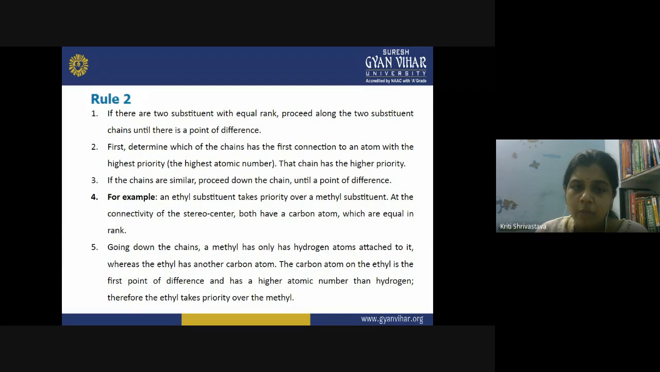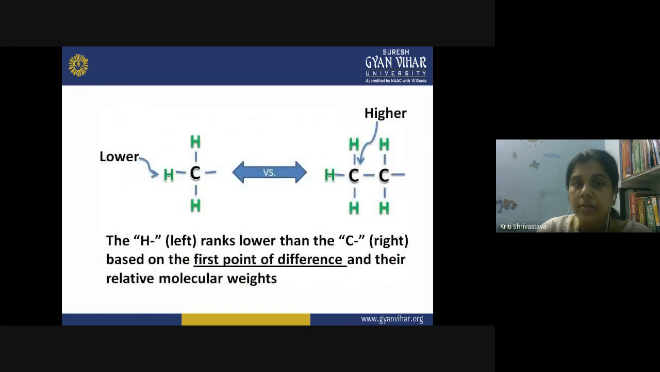Now what we will do? Going down the chain, a methyl has only hydrogen atoms attached to it, whereas the ethyl has another carbon atom. So the carbon atom on the ethyl is the first point of difference, and it has a higher atomic number than the hydrogen. Therefore, ethyl will take priority over the methyl. So this is the method by which we will assign the priority to similar points of connection.